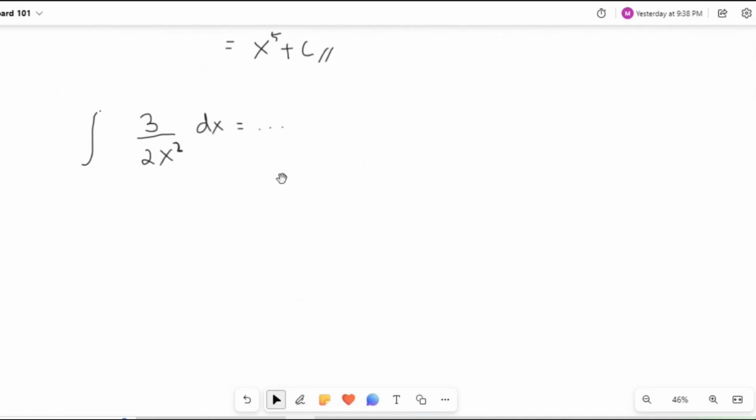Okay, moving on to a little bit more complex one. I have 3 over 2x squared. Careful, the x squared is in the denominator. So what you need to do first is convert, guys. Before you proceed with the integration process, you need to convert. So it's going to be 3 over 2, careful, the 2 is still down here. You do not need to move the 2. It's going to be even more complex.